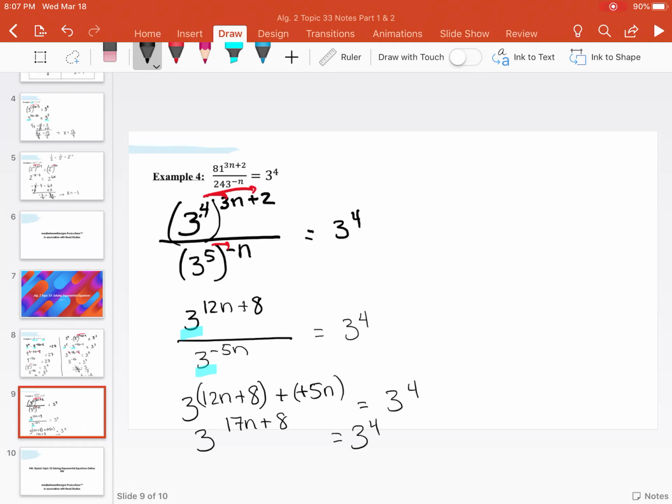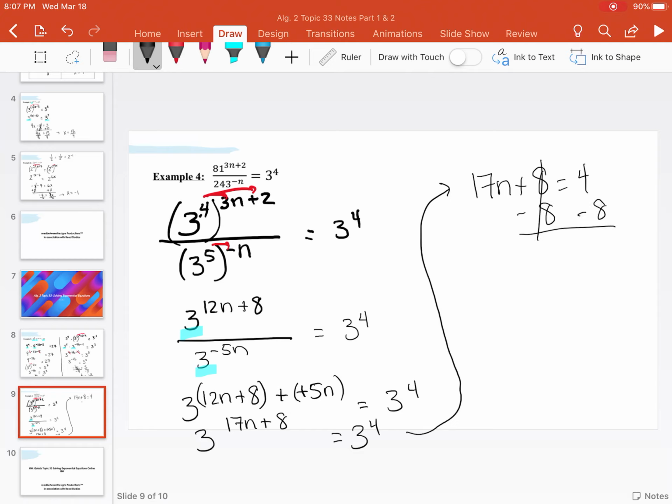Now that we have the same bases, we can drop that out. I'm going to rewrite that up here. So we get 17n plus 8 equals 4. Two-step equation, subtract 8 from both sides. 17n equals negative 4. Divide both sides by 17. And n equals negative 4/17. And that's our answer.